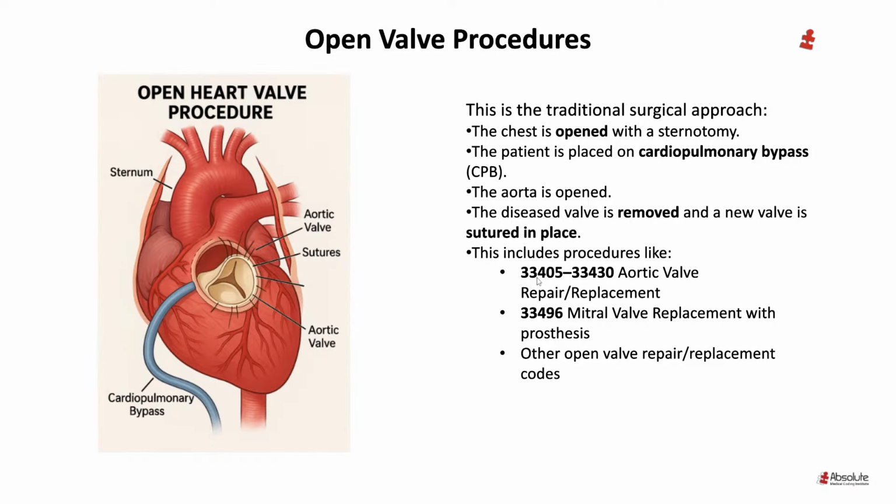are essentially 33405 through 33430, and that's for the aortic valve, and then you've got your mitral valve, and then you have your tricuspid and the aorta, tricuspid, and mitral. Okay. Yeah, aortic. Which one did I miss? Type in the chat. Which one did I miss? Pulmonary.